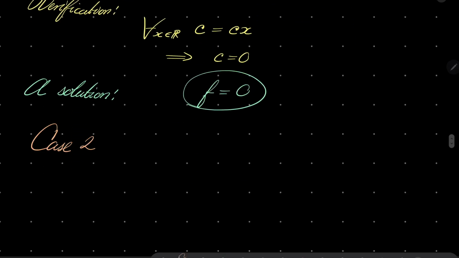So let's now consider case number 2, that function f is not constantly 0.